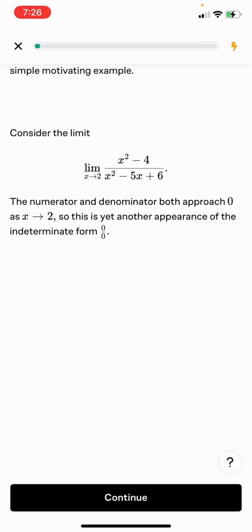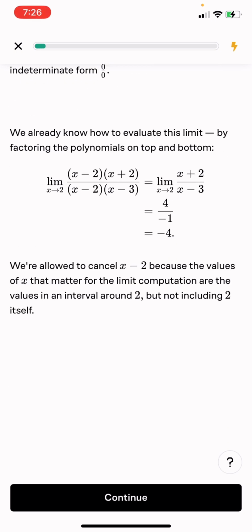Consider the limit as x approaches 2 of x squared minus 4 over x squared minus 5x plus 6. The numerator and denominator both approach 0 as x approaches 2, so that is yet another appearance of the indeterminate form 0 over 0. We already know how to evaluate this limit by factoring the polynomials on the top and bottom. Negative 3.